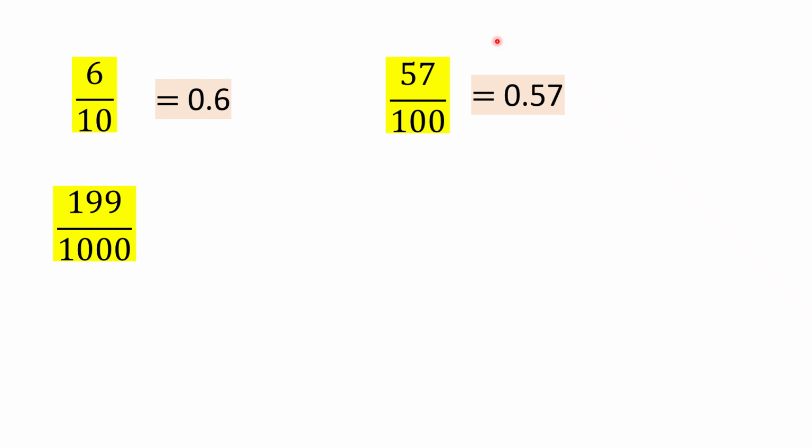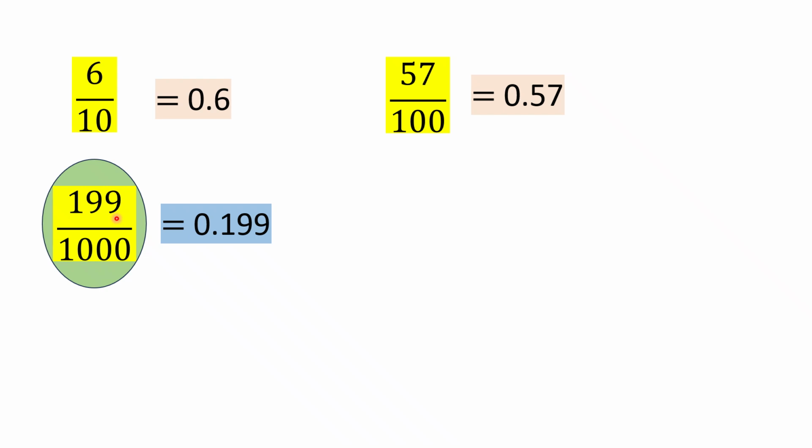Can you apply the similar pattern here? Here we have three zeros, 1, 2, 3. We have three zeros in the denominator. So, after decimal, we will have all these three numbers after the decimal point. So, we can write it as, what would we write it? 0.199. That's the answer.